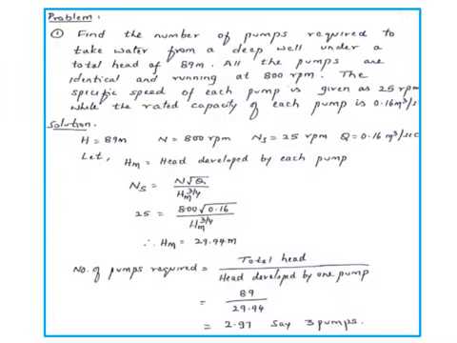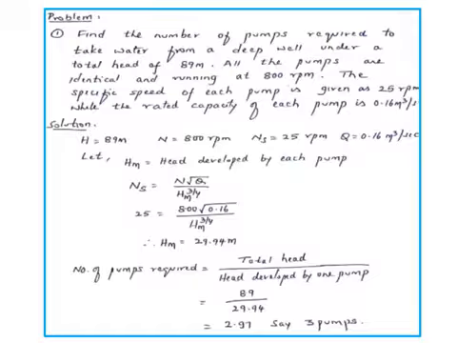We can also find, as I told you, when you want to take water to a very large head, you have to connect the pumps in series, where the water enters one impeller, then the same water enters with increased head to the second impeller, the third impeller, so the total head generated will be more. Here we are trying to find the number of pumps required to take water from a deep well, lifting water up to 89 meters. All similar pumps are used, running at 800 rpm.